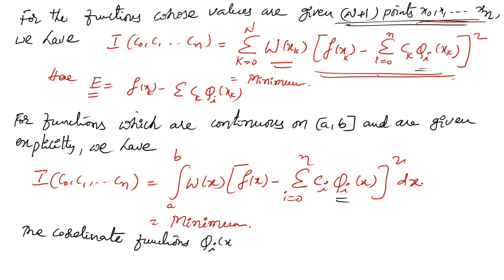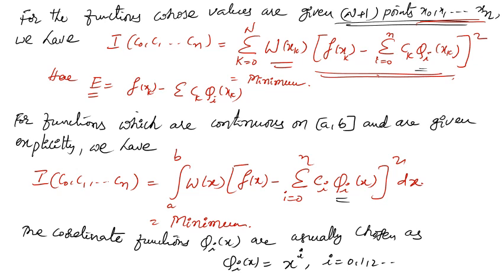phi i of x are usually chosen as phi i of x equal to x to the power of i, i equal to 0, 1, 2 and so on up to n. Already I told you this, x power i, and w of x, the weight function, is taken as 1 if it is not given in the problem.